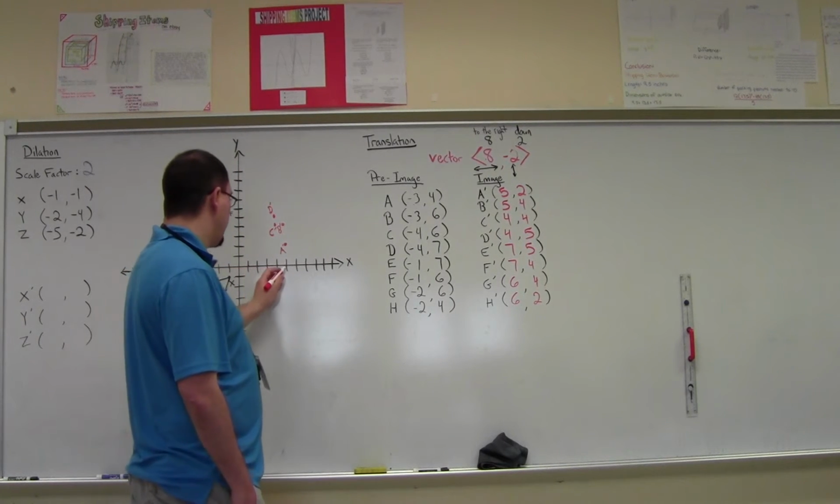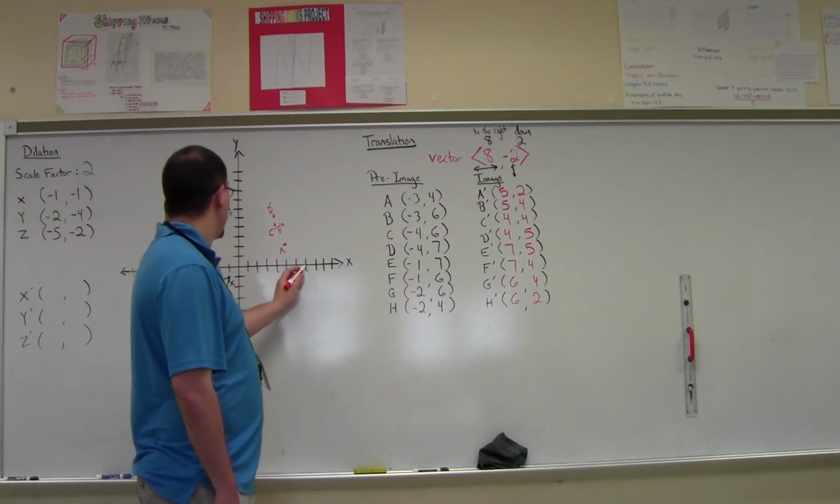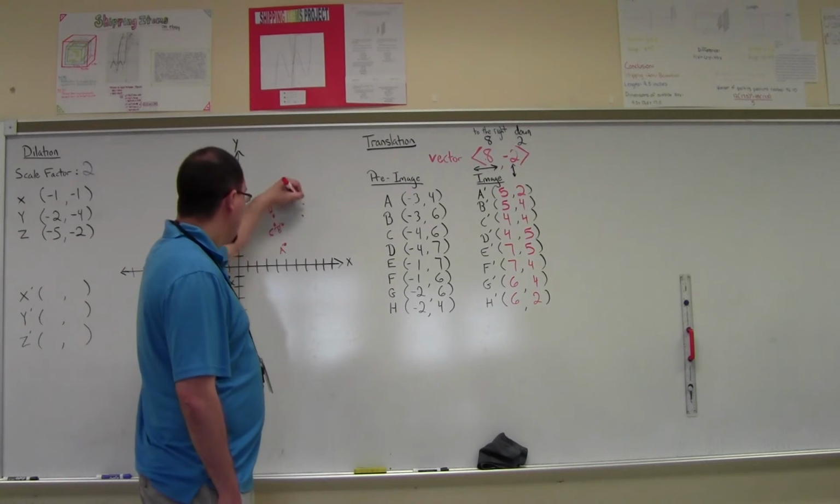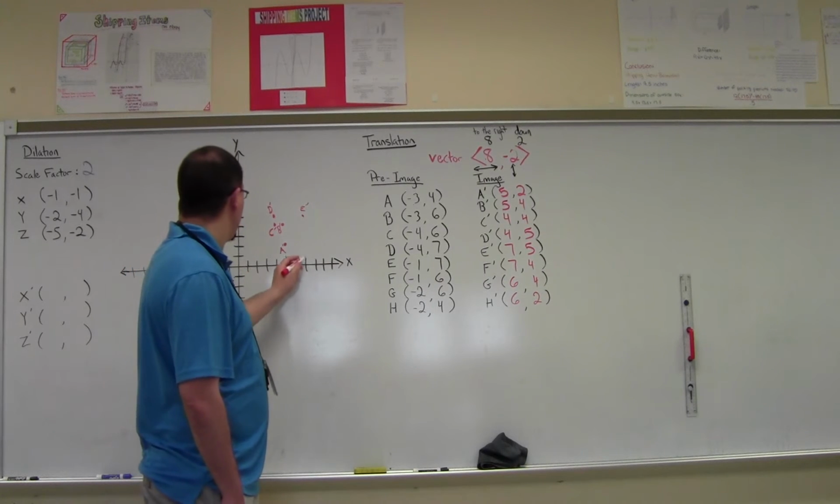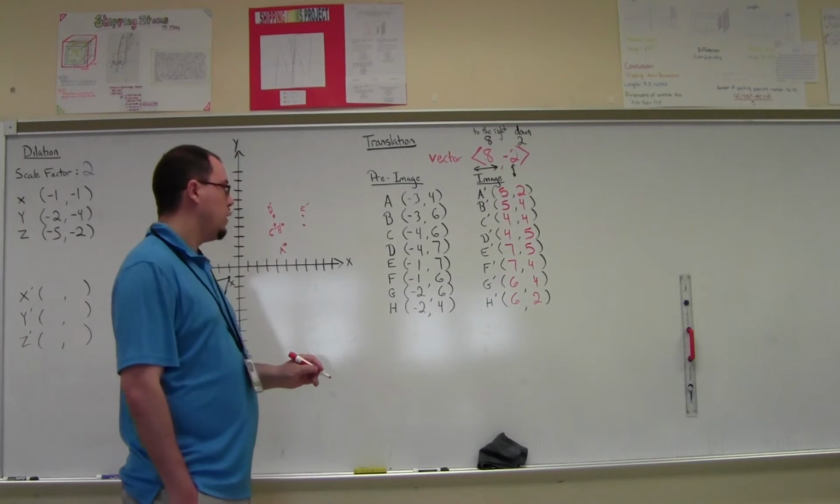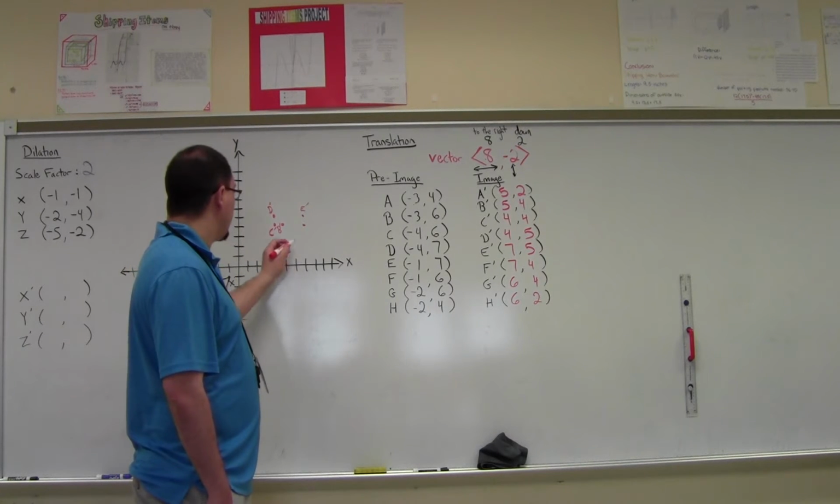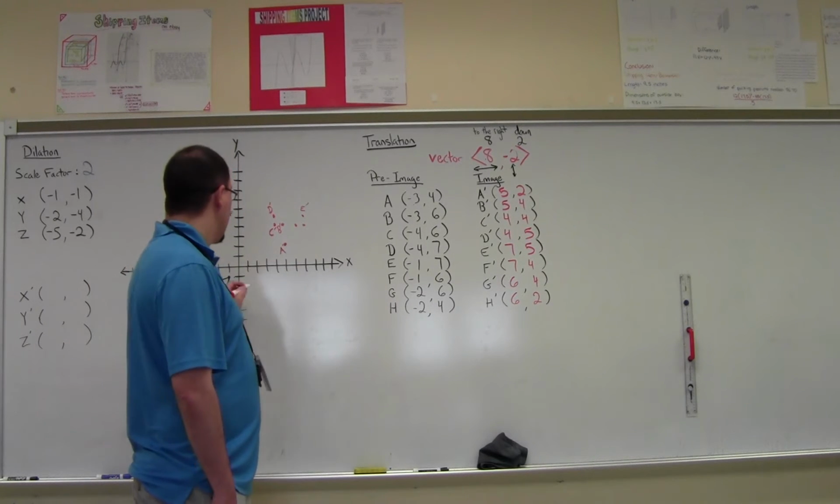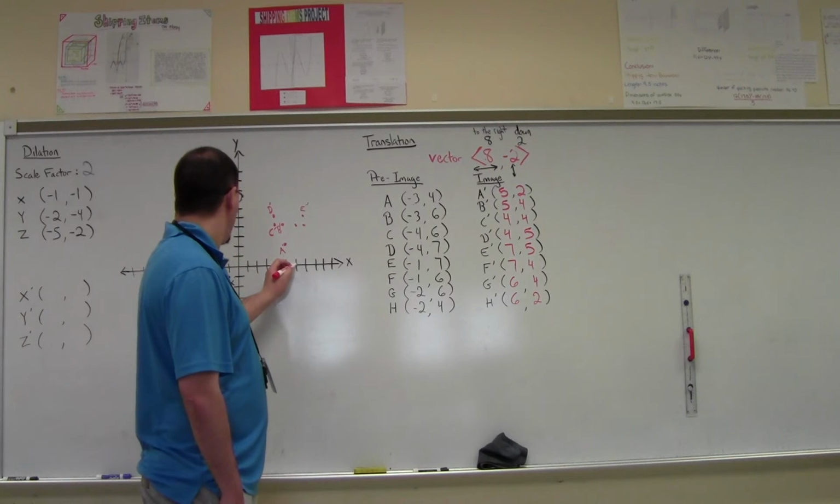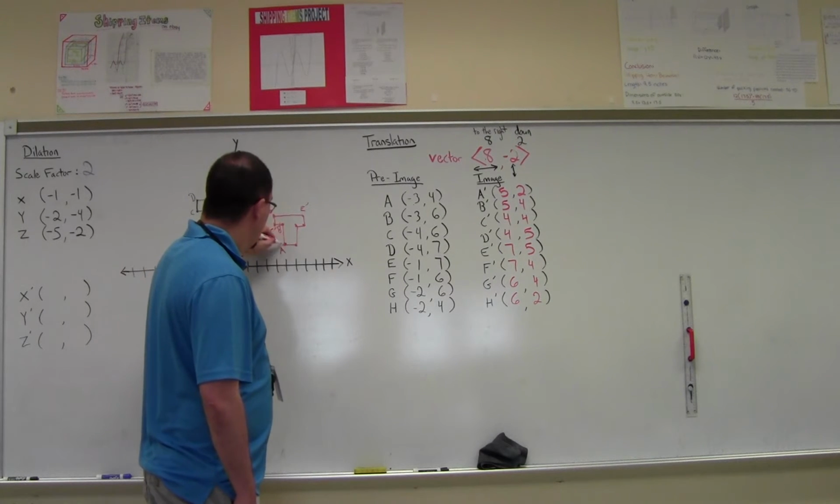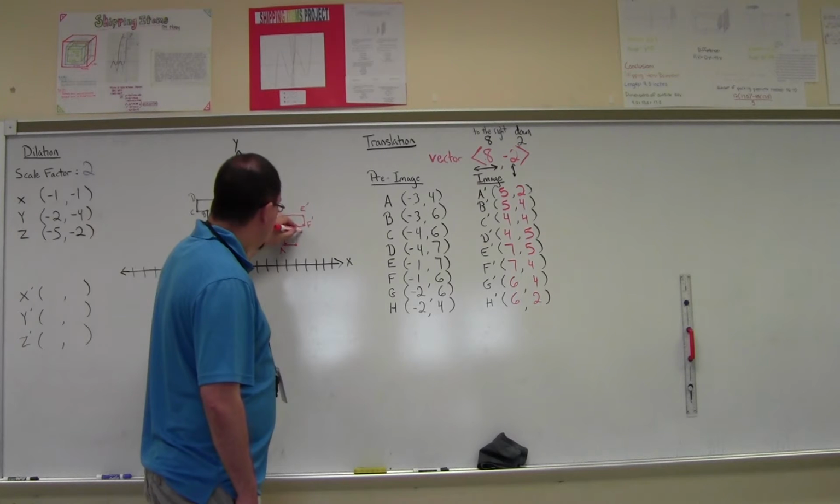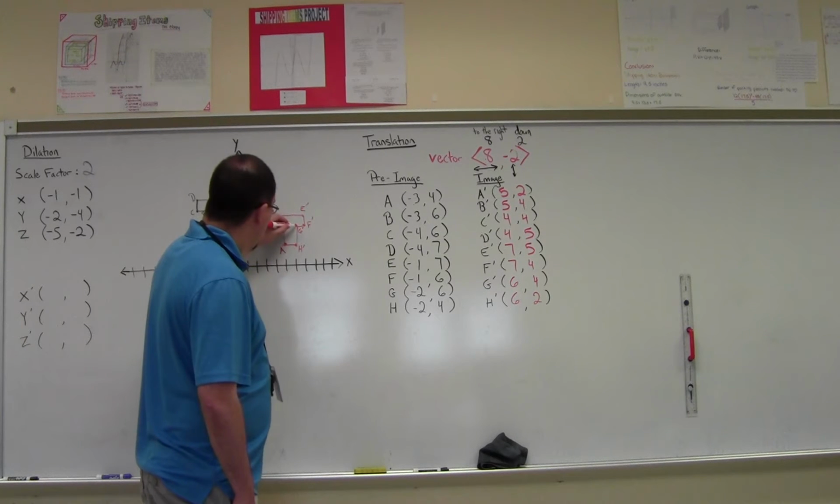E prime is 7, 5, so we go out to 7. We go up to 5. There's our E prime. F prime is 7, 4, so out to 7, up 4. G is 6, 4, and then H is going to be 6, 2. So when we're done, I haven't labeled all of them yet, but you'll get the idea. It's drawn a little freehand, so if it's a little off, that's why.